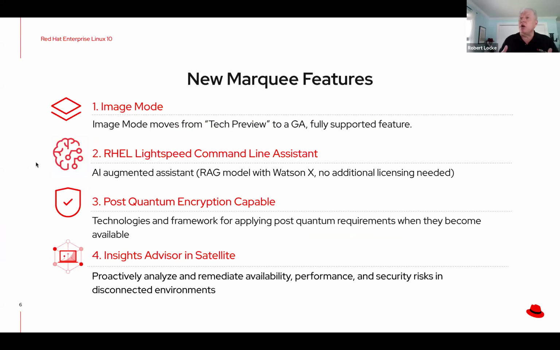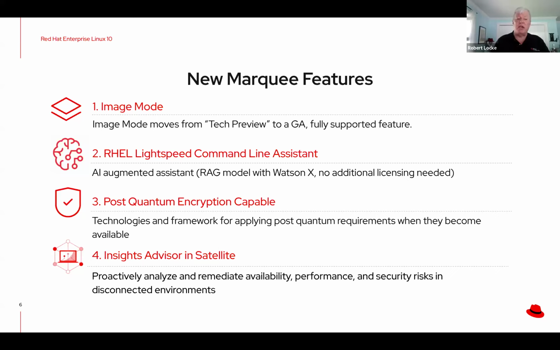So, the new marquee features that I want to step through and have us discuss today is image mode. This is a revolutionary new way to build and deploy RHEL. We're not taking away the old way, all right, but this may have you start thinking a little differently about your deployment model. Image mode was first introduced, honestly, in RHEL 9.4 as a tech preview. Well, now with Red Hat Enterprise Linux 10, it has come out of tech preview.